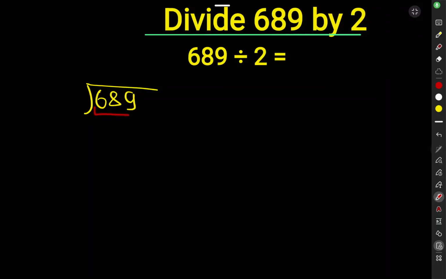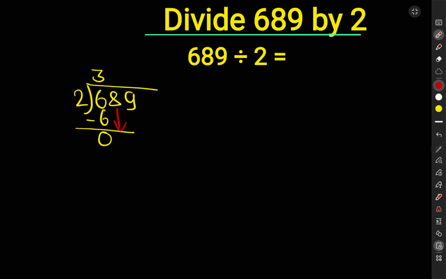Divide 689 by 2 in long division method. So 2 times 3 is 6. On subtracting we get 0.